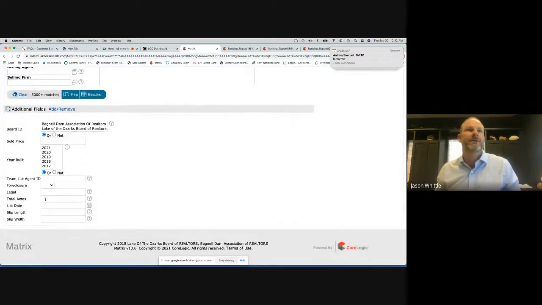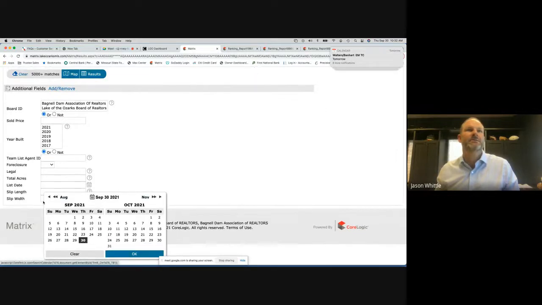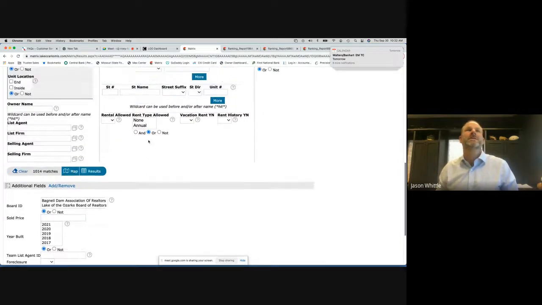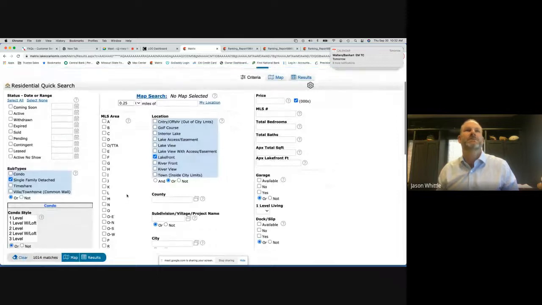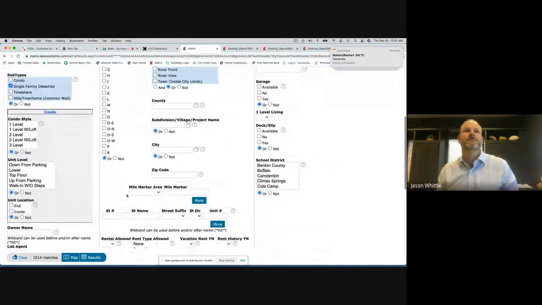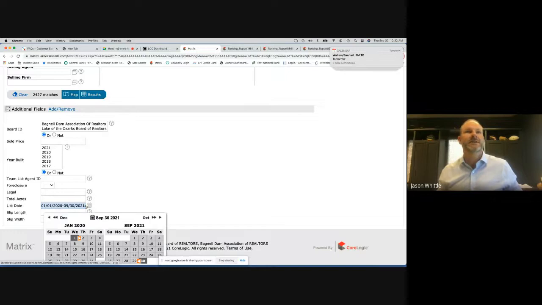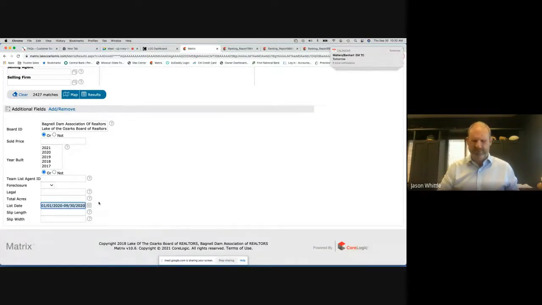So for inventory, I'll go down to list date. And if we want to see how many homes have listed this year, you just go January 1 to September 30th. We know that we've had 1,014 lakefront homes listed. So what does that mean as it compares to last year? If you want to just compare it to last year, you can go down here and just change the date, change that last 0. It's a little easier than, you can use the calendar as well.